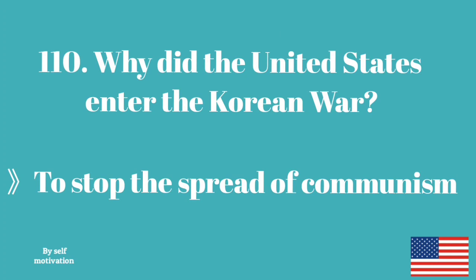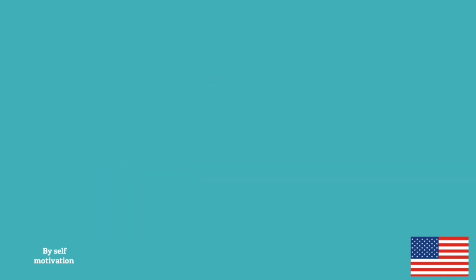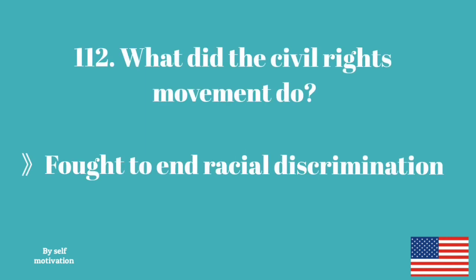Why did the United States enter the Korean War? To stop the spread of communism. Why did the United States enter the Vietnam War? To stop the spread of communism. What did the Civil Rights Movement do? Fought to end racial discrimination.